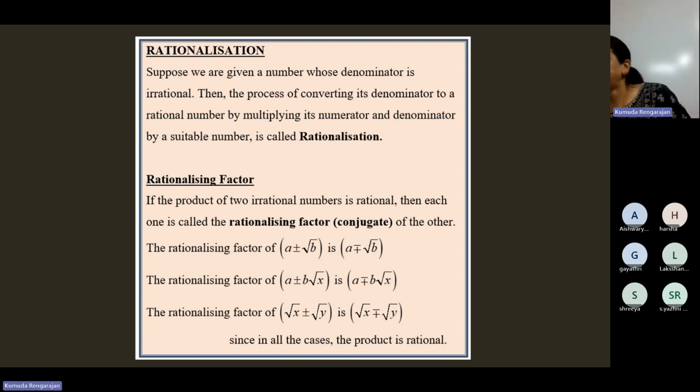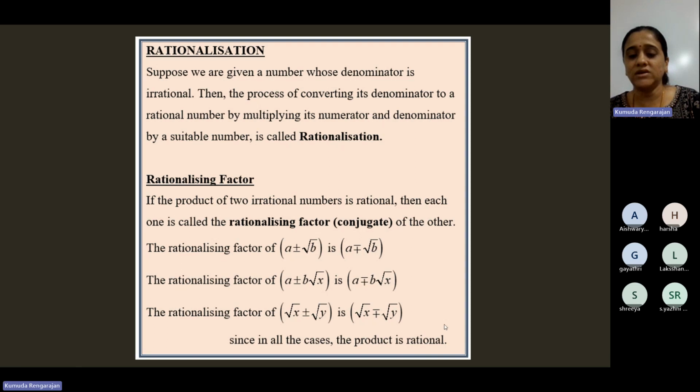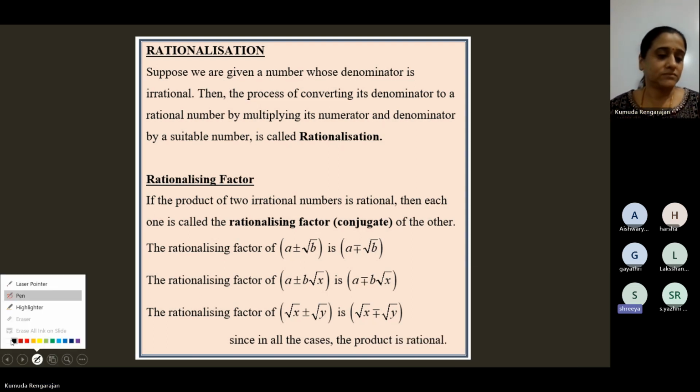So, got the idea of rationalizing factor? It's also called conjugate. All right. Online children, please acknowledge. Can we proceed? Yes, ma'am.